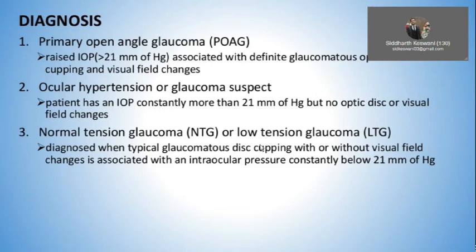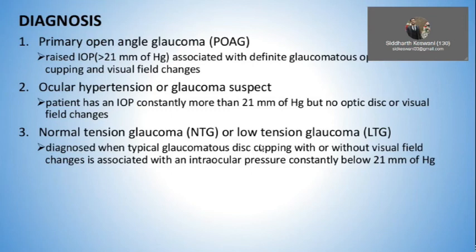Then we have the other things like normal tension glaucoma. This is also called low tension glaucoma. This is diagnosed when typically glaucomatous disc cupping is there, with or without visual field changes, and is associated with an intraocular pressure below 21. So in normal tension glaucoma, the intraocular pressure is usually normal, but there is a glaucomatous disc cupping. This disc cupping can be with visual field defect or without visual field defect.